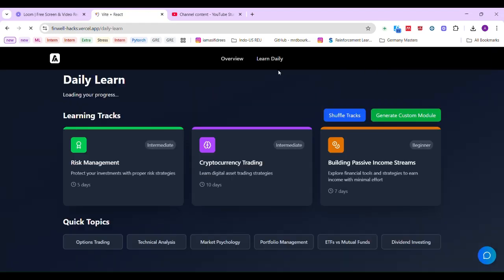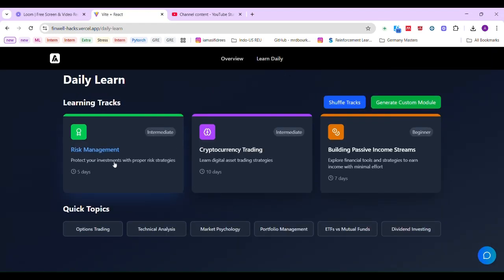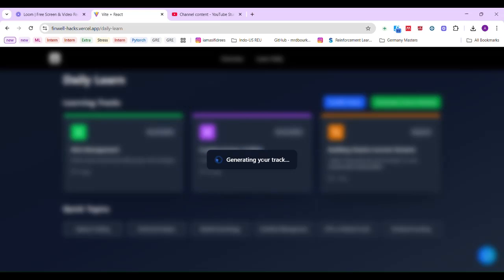This is another feature that we have, the Learn Daily feature. This is especially for those who are learning financial concepts and other topics. We can get into crypto. For example, if you want to go into cryptocurrency, we can generate the track here. It again uses an OpenAI API key to generate an entire track for that person. It creates a 7-day track for the person to understand the complete concept through spaced repetition.